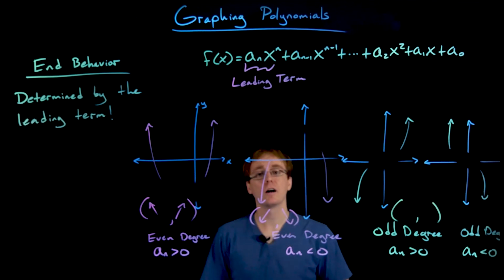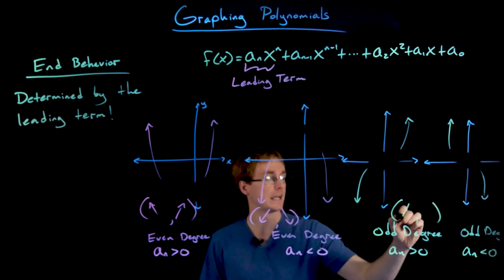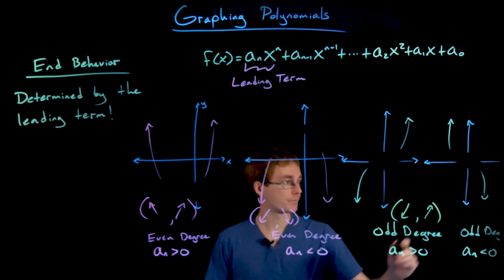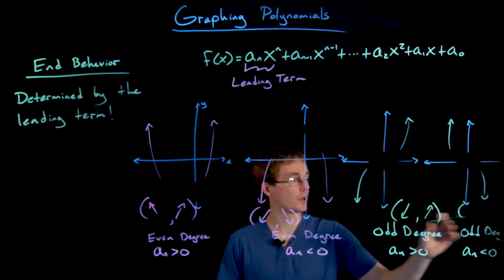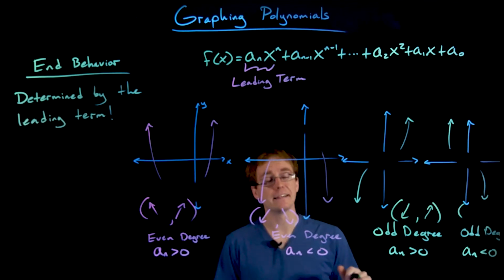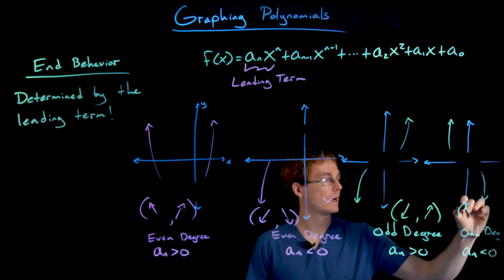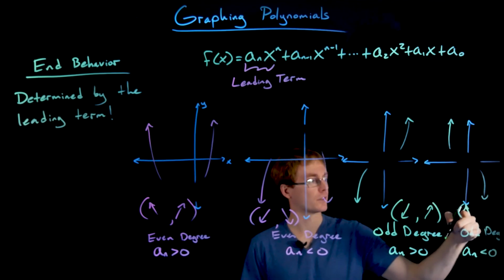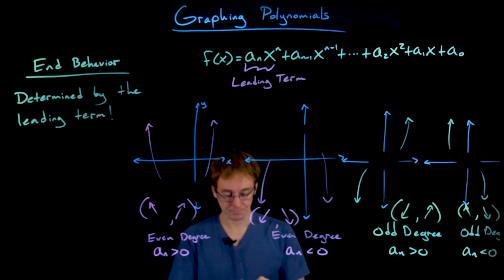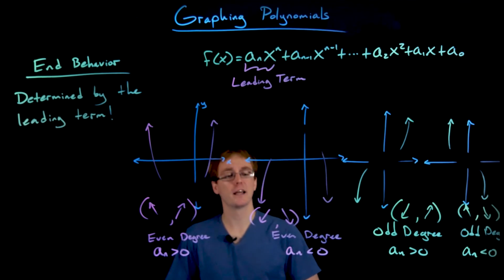And for our odd cases over here, we should have down and to the left for the first case and up and to the right for the second. And for our second case, for the odd degree cases, when we have that odd degree leading term and a negative coefficient, well, as we move to the left, we got to go up. So we're left and up, and then down and right. So I just wanted to make sure that I mentioned this little notation because I'll probably be using it in some later examples.